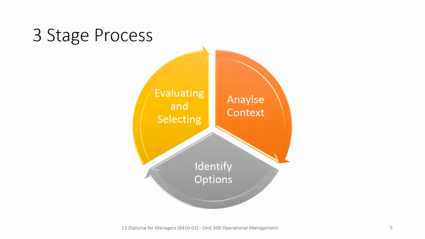The second point, after analysing the context, is to identify options. Think about strategic options that we could take ahead, and all options should be on the table. And then thirdly, as we were doing problem solving, it's about evaluating and selecting the viable or best option. So let's break those down and have a look at those in a bit more detail.